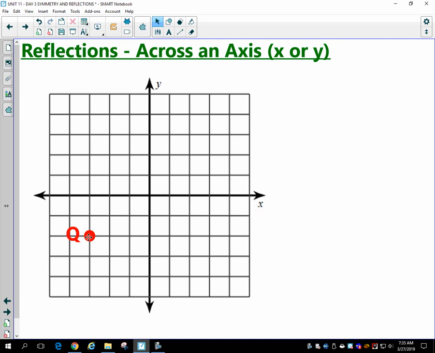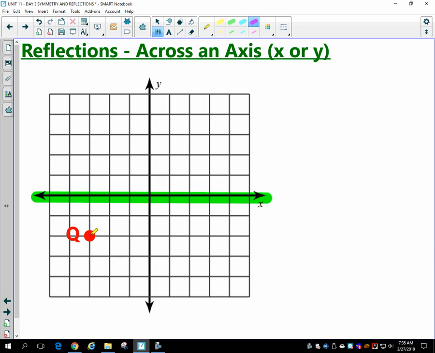So if I want to reflect a point or a group of points or maybe a shape over my x-axis, remember x is the one that goes horizontal, this axis is sort of like a line of reflection. It's like a mirror. If point Q was looking into the mirror, it would see itself on the other side of the mirror the same distance away. It wouldn't look like it was closer. It wouldn't look like it was further away. It would look like it was the same distance away.